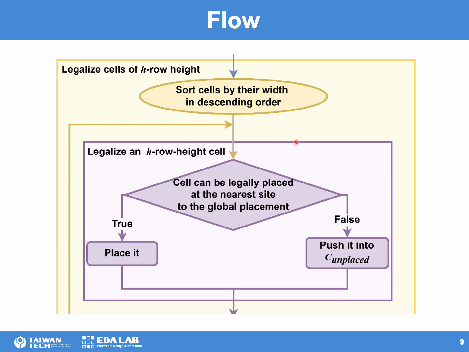In this slide, I'm going to introduce the flow of our sequential legalizer. At the beginning, cells with the same height are sorted in descending order based on their width, with the widest cell being placed first. Next, in the purple box, we will sequentially examine each cell to determine if it can be directly placed on the nearest site to its global position without causing any violations. If the cell can be placed without any issues, it will be positioned at that location. If not, the cell will be added to a queue.